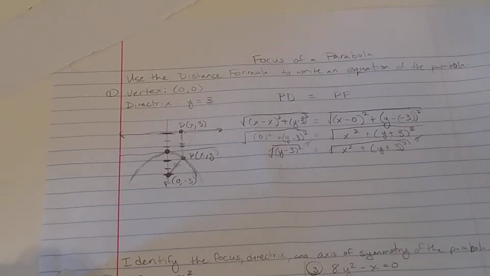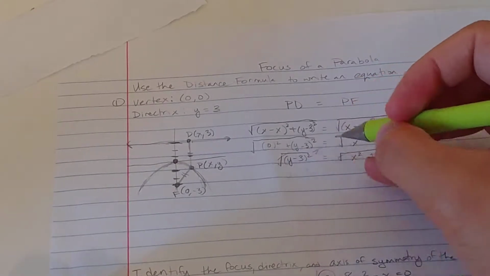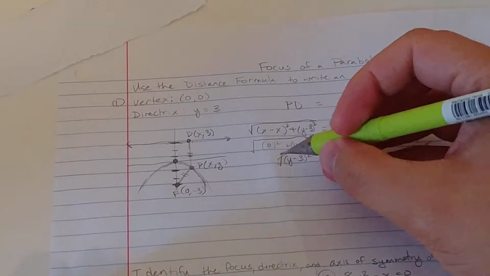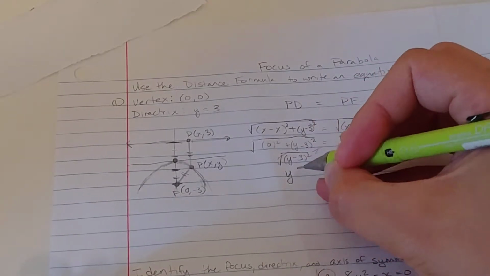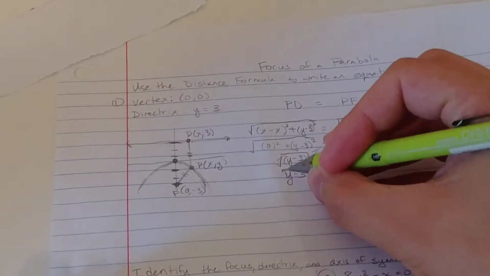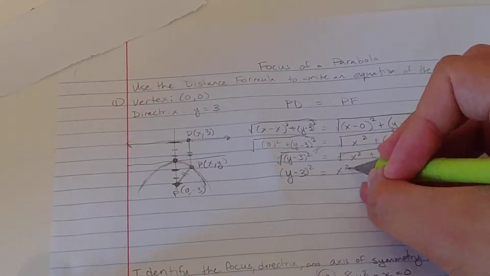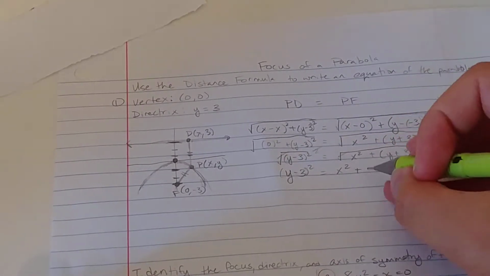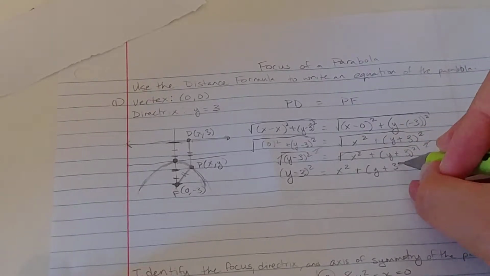Okay, that was odd. So, here are the square roots and the squares, they cancel each other out. So basically the square roots cancel out each other. And we're left with (y - 3)^2 = x^2 + (y + 3)^2.